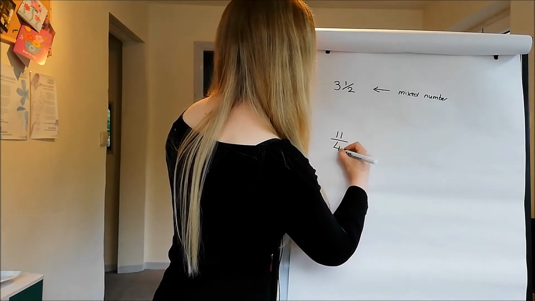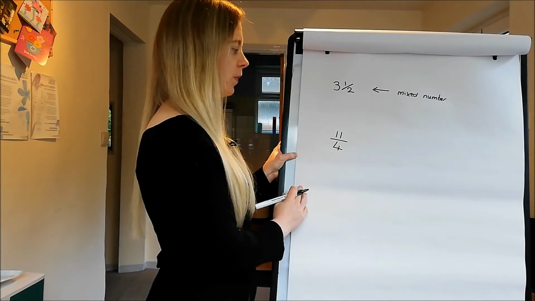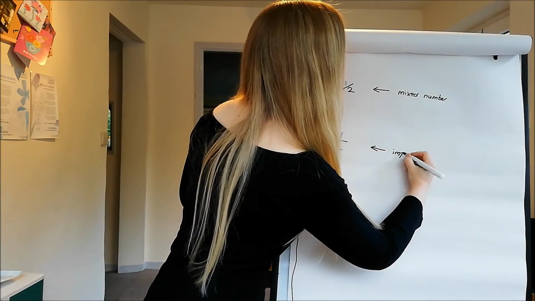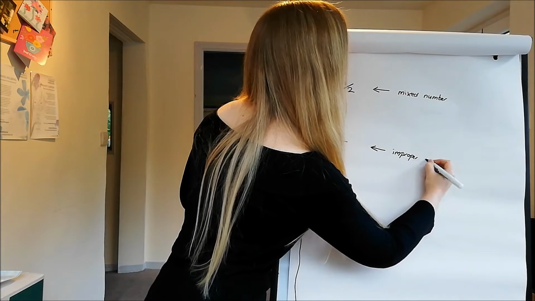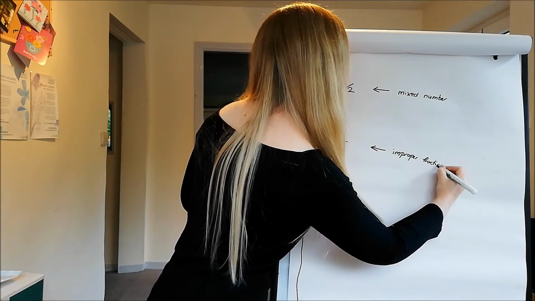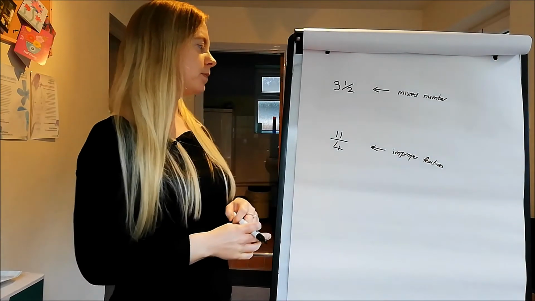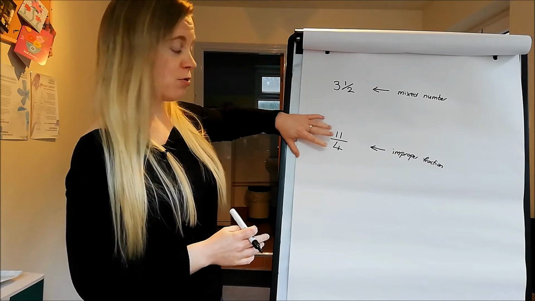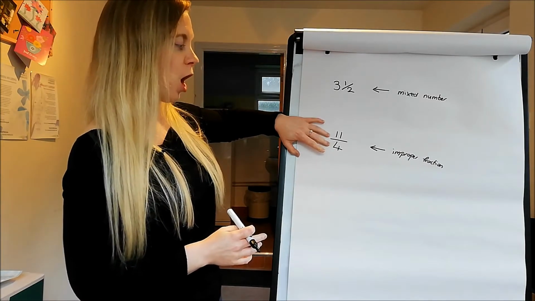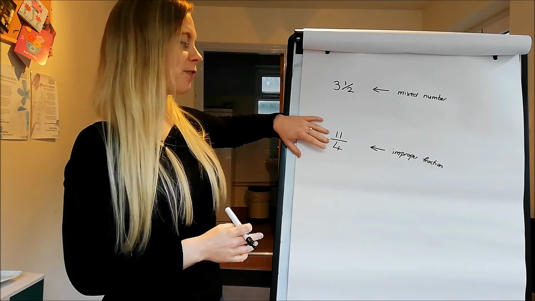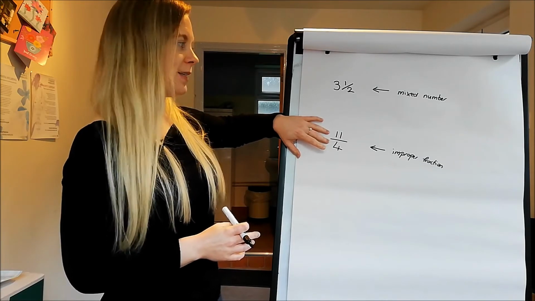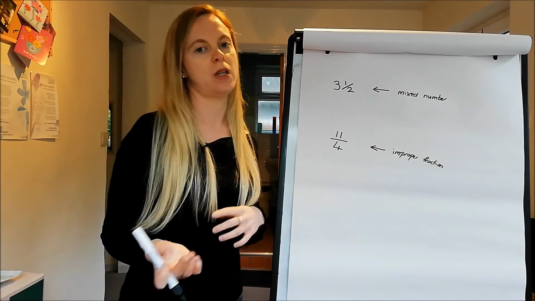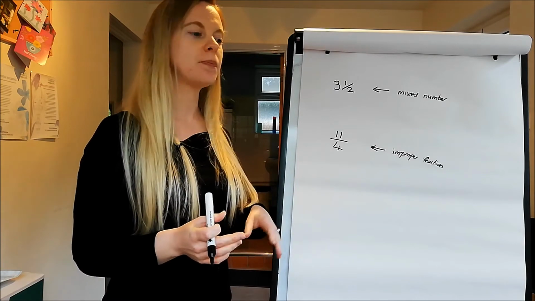If you then put 11/4 and put an arrow at that, and label that improper fraction. So if the number on top is bigger than the number underneath, so you've got a top heavy fraction, that is an improper fraction. And it's important at GCSE that you're able to convert between the two forms, that you're able to change mixed numbers into improper fractions and vice versa.